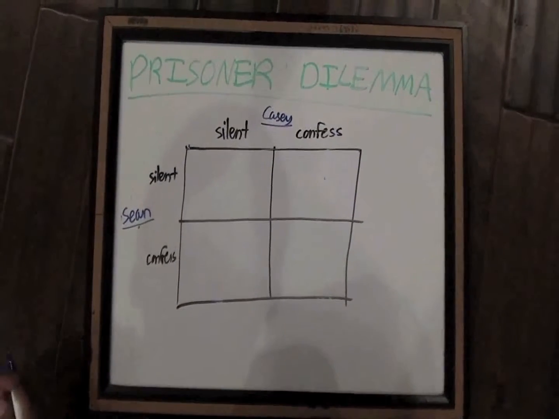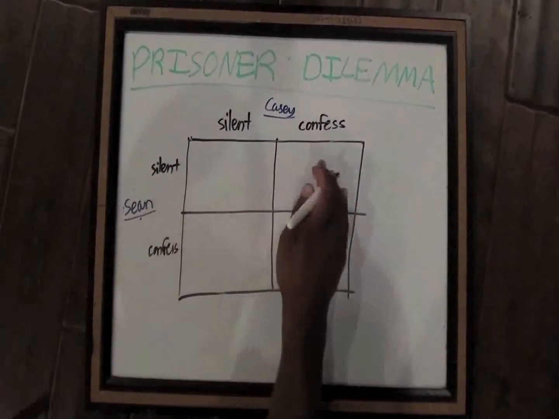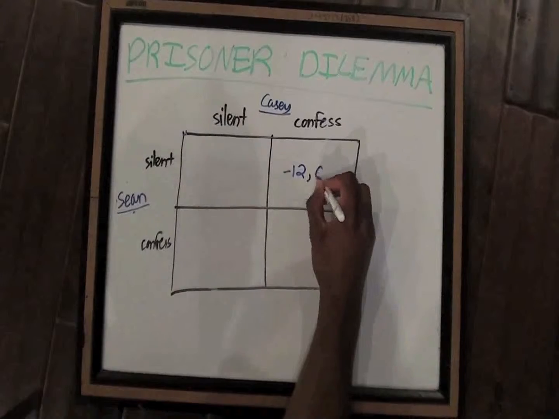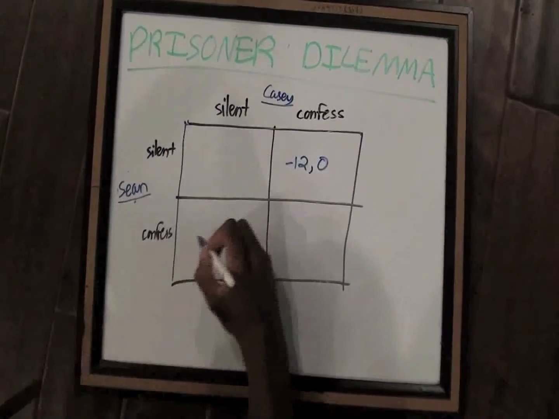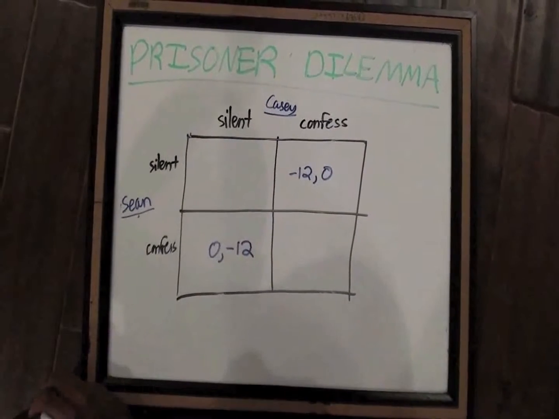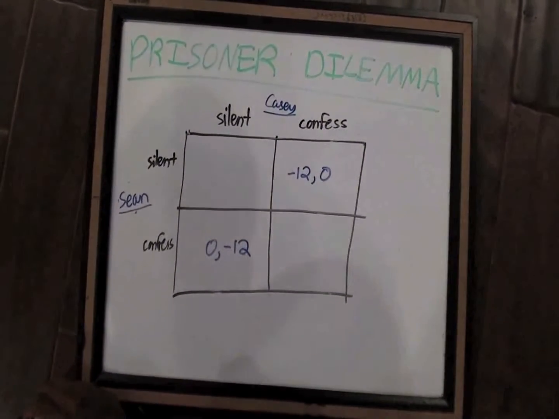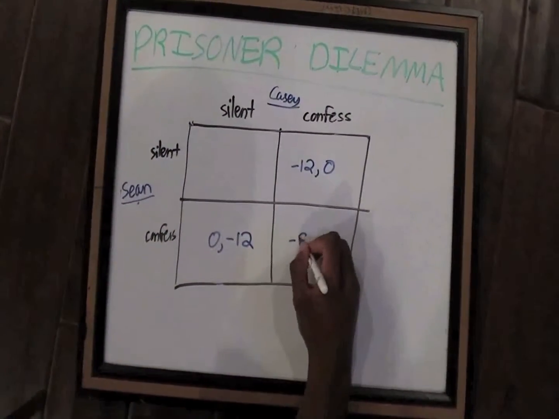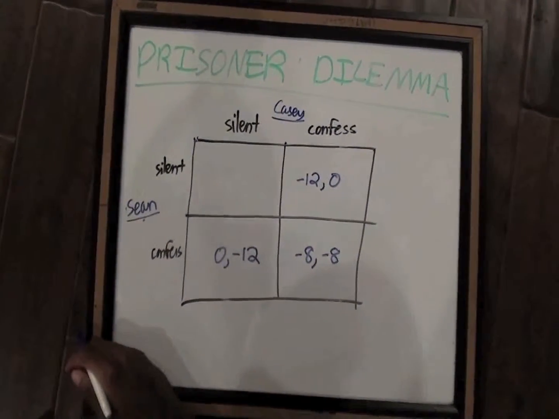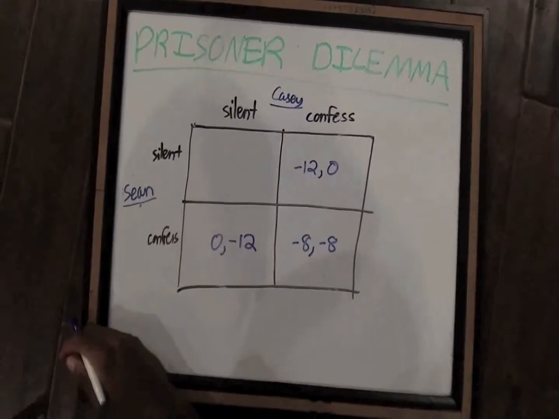If Sean stays silent and Casey confesses, Sean will get 12 months and Casey will go free. And vice versa. If Sean and Casey both confess, they both serve 8 months. If Sean and Casey both stay silent, they both serve only 1 month.